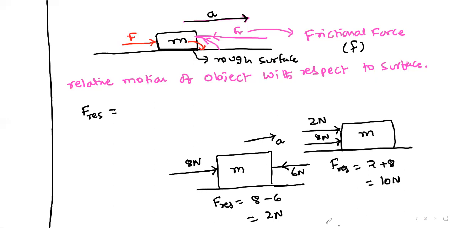Similarly, in this case, applied force and frictional force are acting in opposite directions. So I can write the resultant force as applied force minus frictional force. According to Newton's second law, the resultant force is nothing but ma.